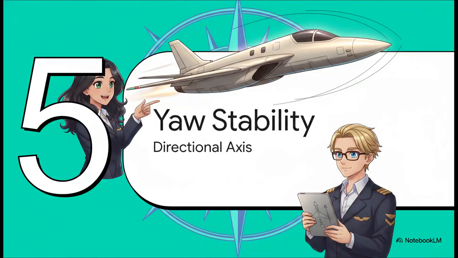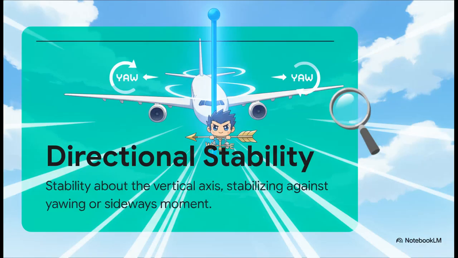And finally, Section 5, yaw, or directional stability. Let's tackle the third and final axis, which keeps the nose pointing exactly where you want to go. Directional stability is stability about the aircraft's vertical axis. Just imagine an invisible pole driven straight down through the center of the cabin. When the nose swings left or right around that pole, that's called yawing. You can think of directional stability as the airplane's built-in weather vane, ensuring the nose always wants to point straight into the relative wind.